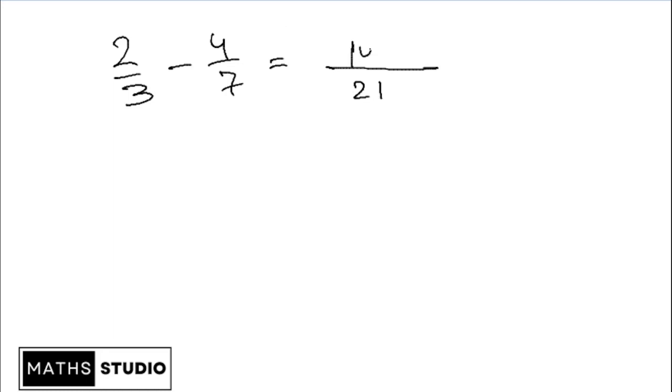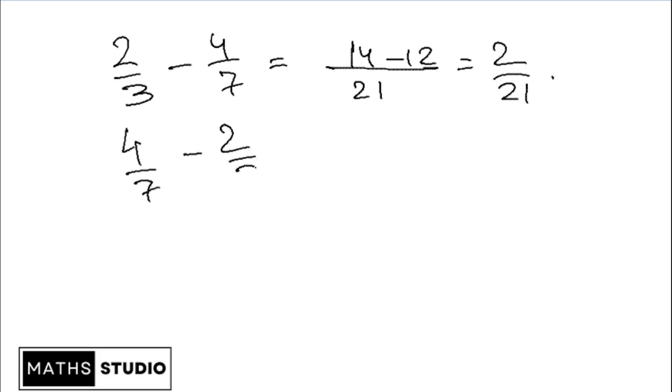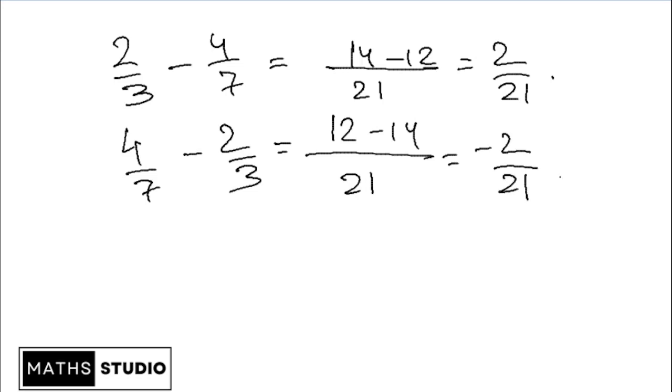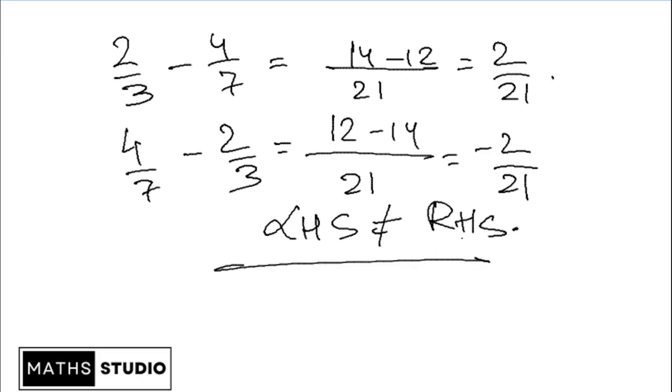But what about subtraction? In case of subtraction, say 2 by 3 minus 4 by 7, what will happen? Let us take the left hand side first. So 21, 14 minus 12, that is 2 by 21. Now if we do 4 by 7 minus 2 by 3, that means we are reversing the order. Then what happens? 21, 12 minus 14, which becomes minus 2 by 21. So LHS is not equal to RHS. So subtraction is not following the commutative rule.